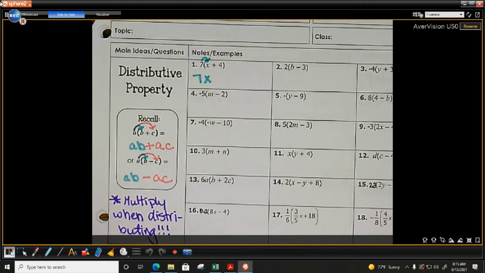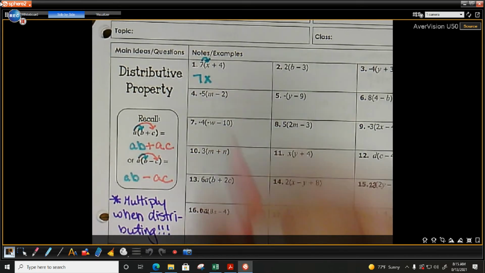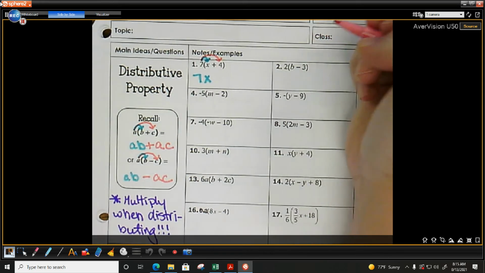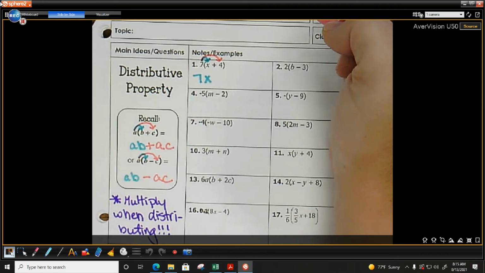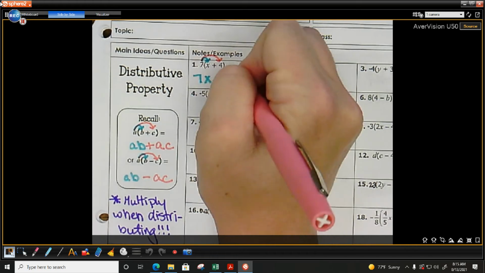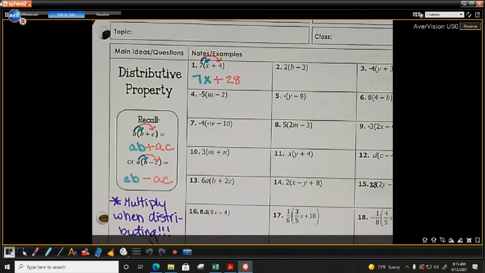Then we're going to also distribute that 7 to my positive 4. What's 7 times a positive 4? 28. A positive 28, so plus 28. So all I did was take that 7 on the outside and multiply it by both terms inside the parentheses. Okay, again, draw your distribution arrows as you are multiplying.